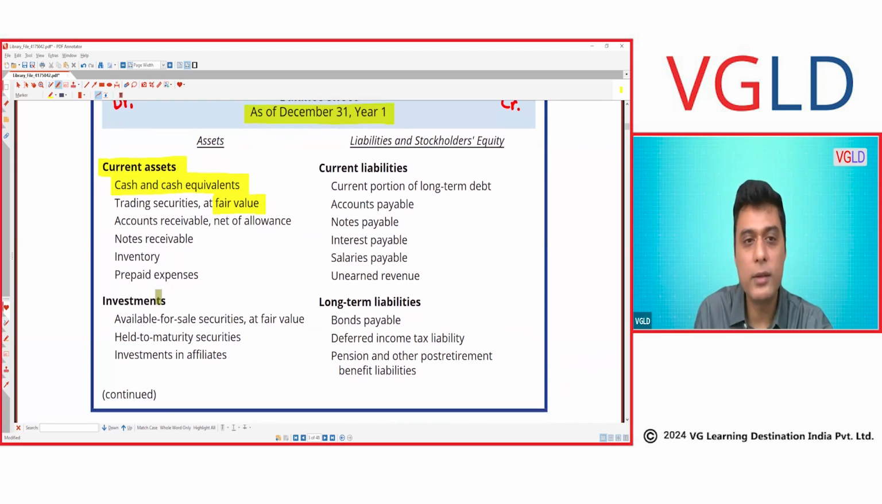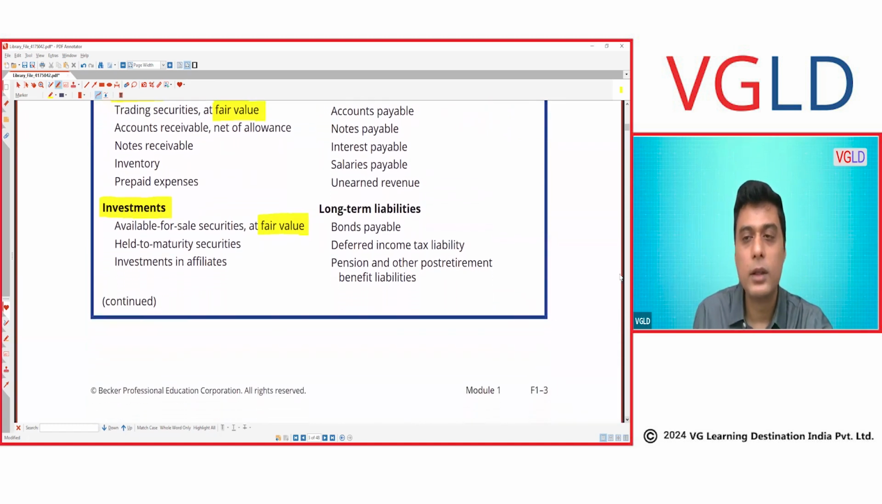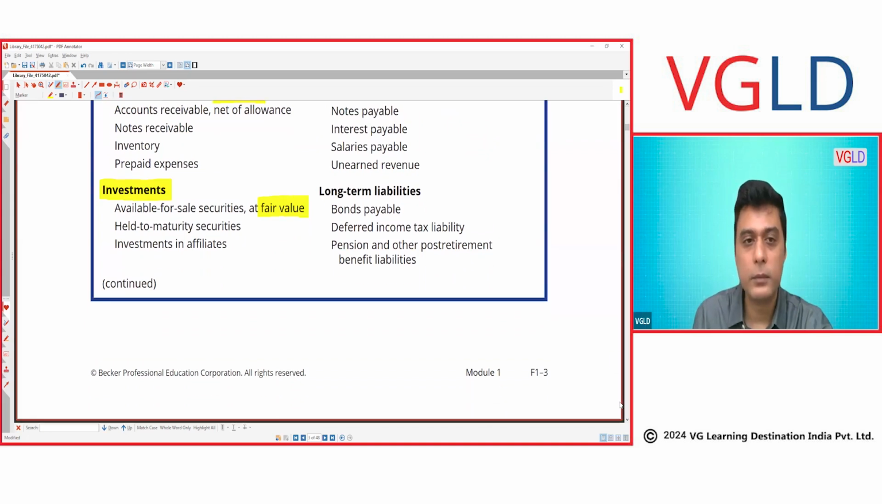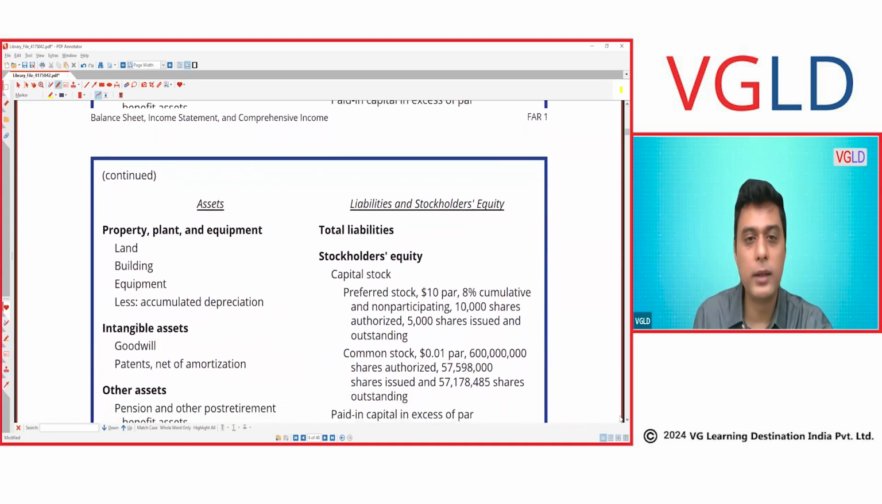Then you have investments: available for sale securities at fair value, held to maturity securities, investment in affiliates, right? So these are all your investments. So I'm covering the asset side first. And you have property, plant and equipment.